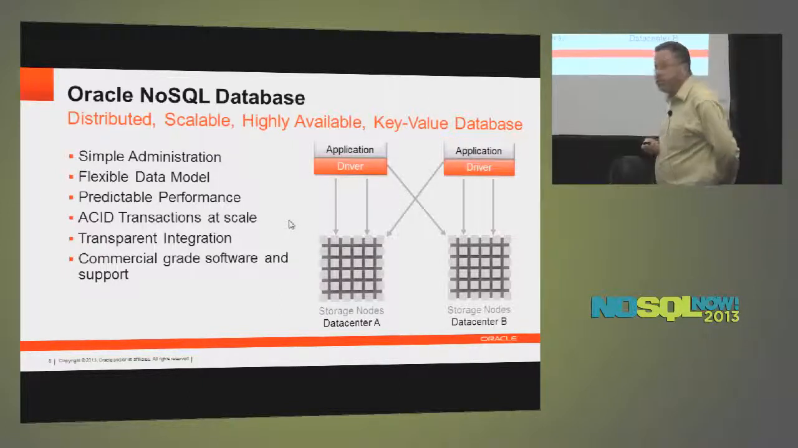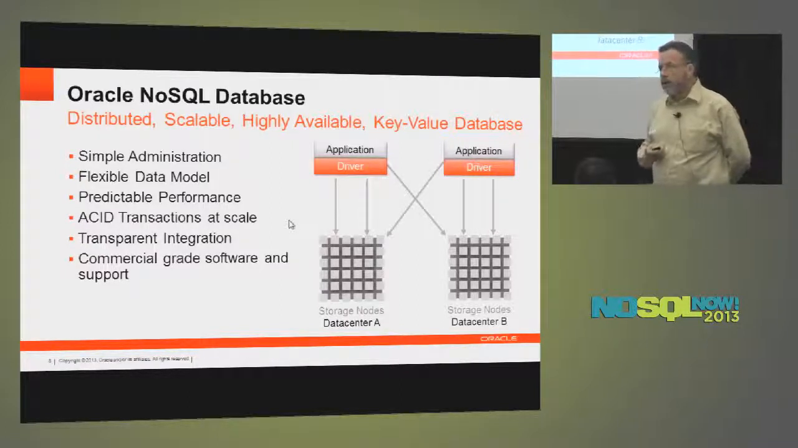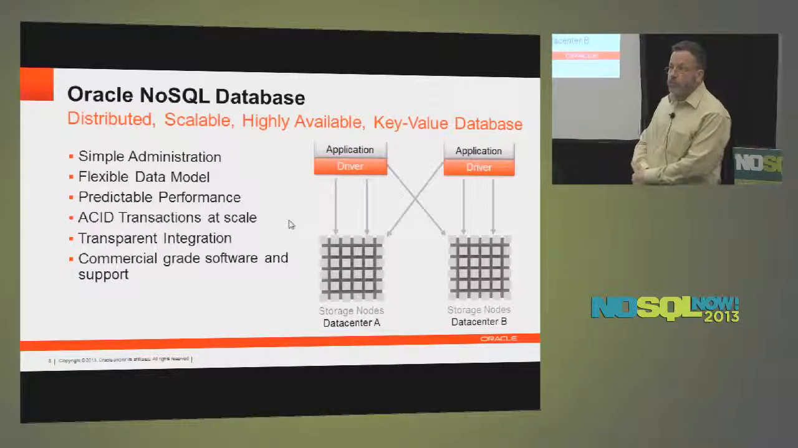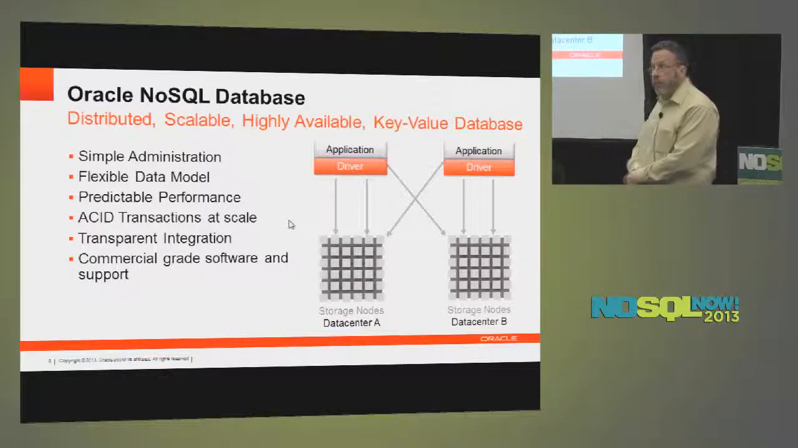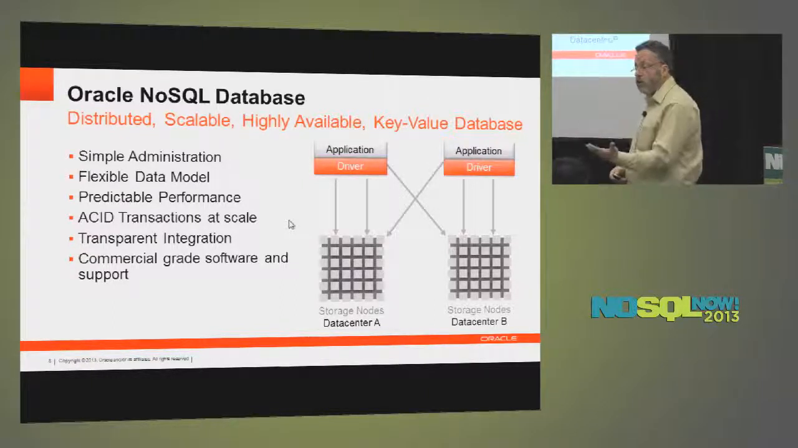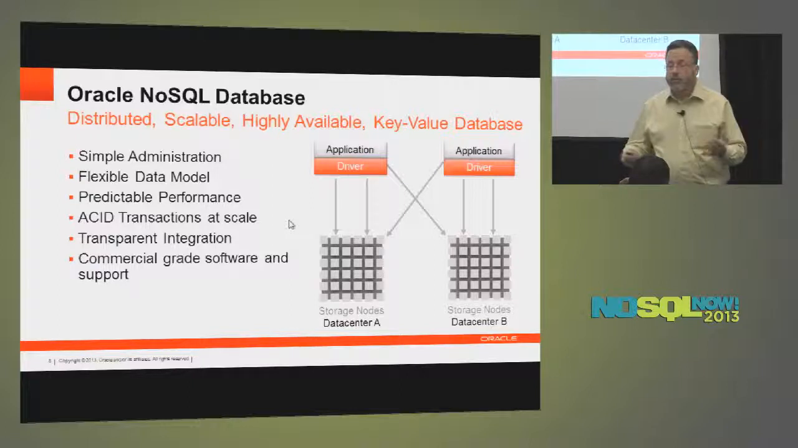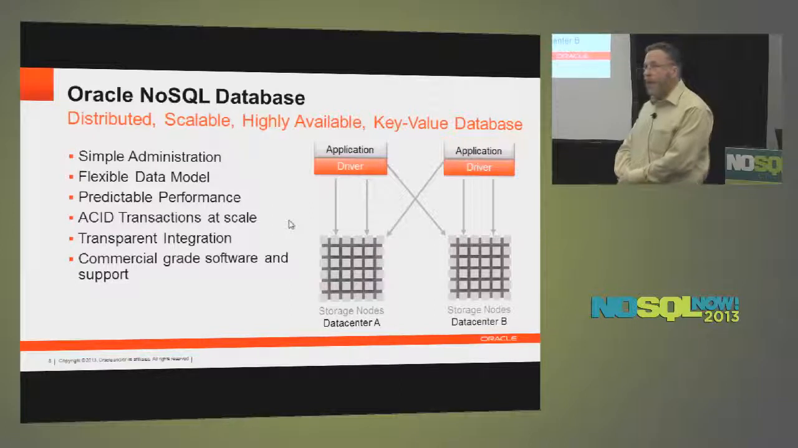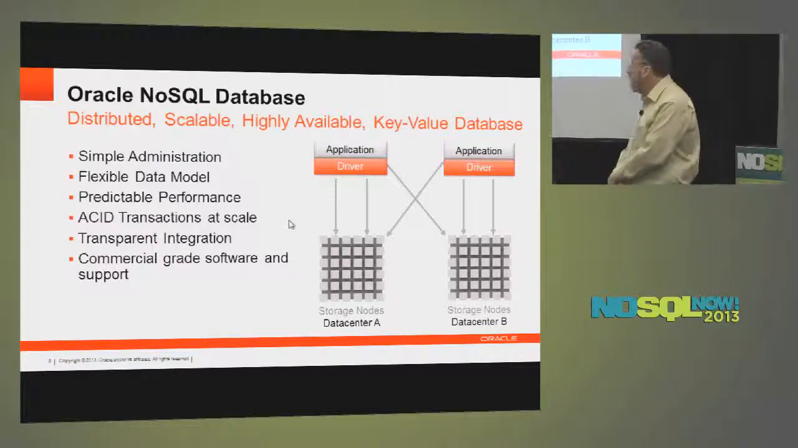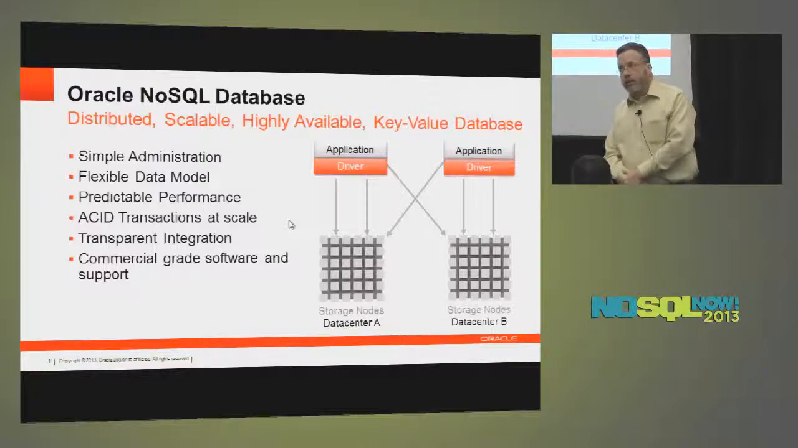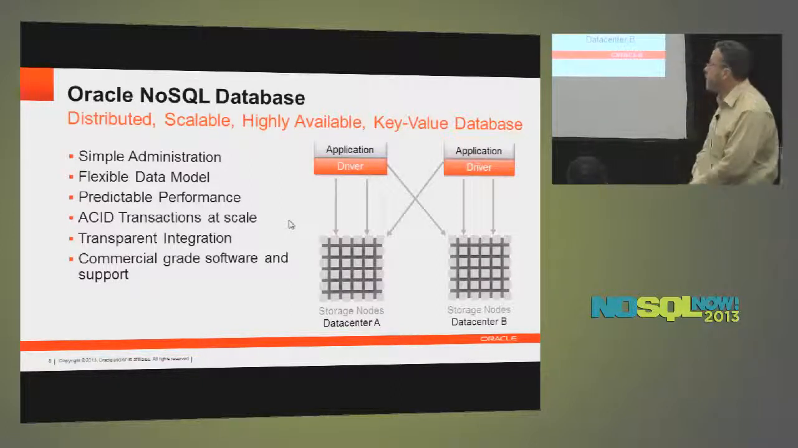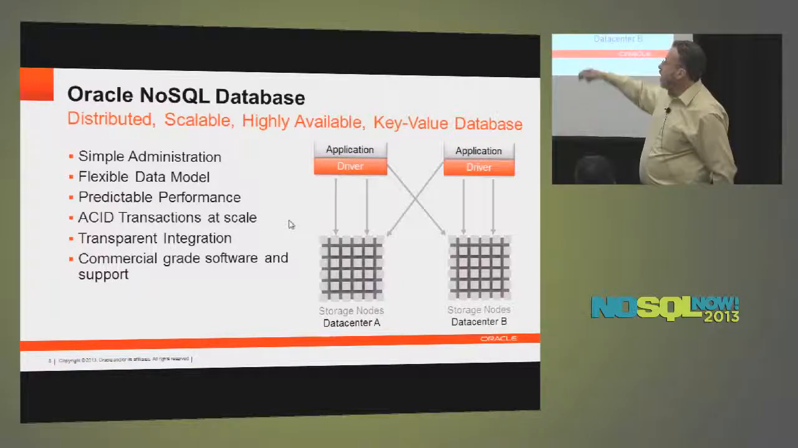We've tried to make sure that administration is very simple, especially as you scale up the number of nodes in your system. Oracle NoSQL database supports a very flexible data format. We support key value pairs, but those values can be opaque objects, JSON objects, or RDF triples. One of the things that's very important, that we'll talk about in a few slides, is not just performance, but predictable performance. I'll talk in a few minutes about why I think that's important. And it supports ACID transactions as well as BASE style transactions at scale. So these are the general capabilities in the product.